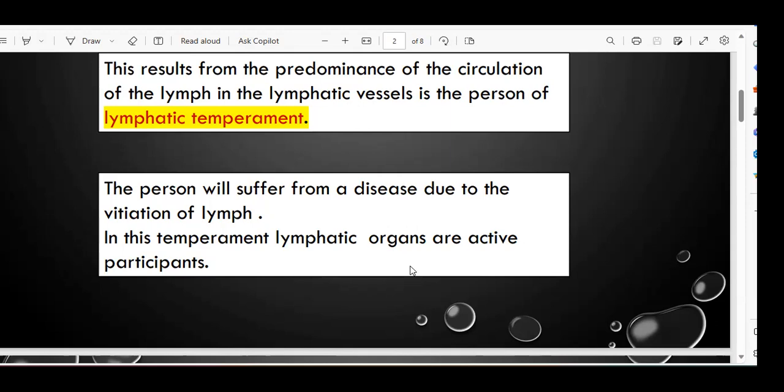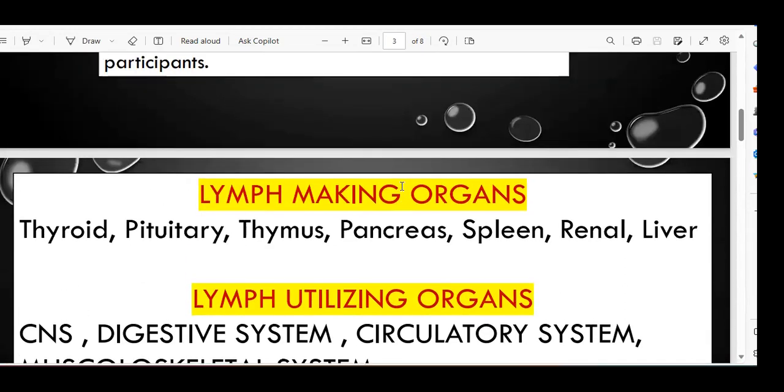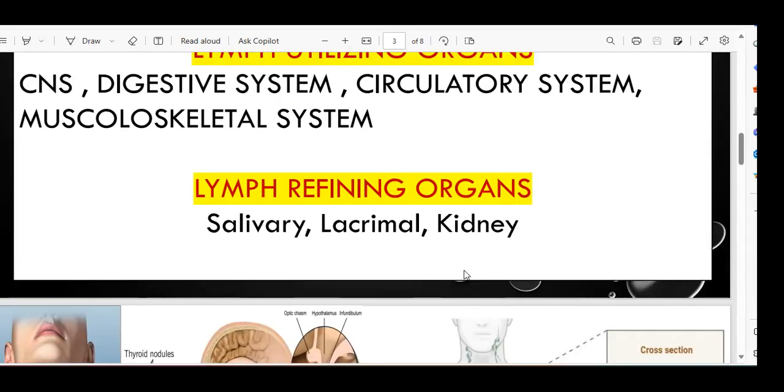So what are the organs? First, we have to know the organs which are preparing lymph, the organs which are utilizing lymph, and the organs which are refining lymph. We will discuss all of them. The organs making lymph, utilizing lymph, and filtering lymph. We have to know all these three kinds of organs.